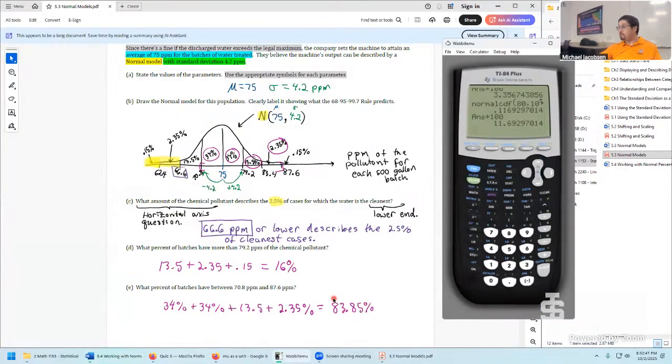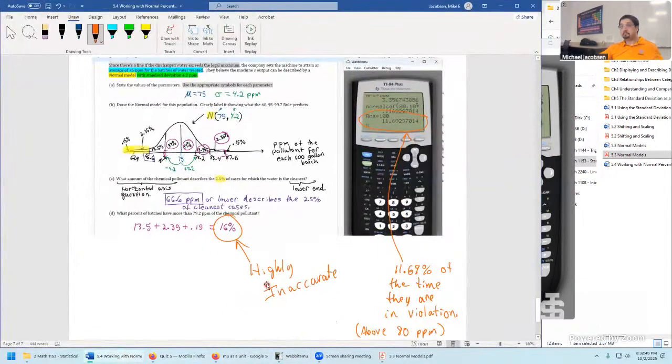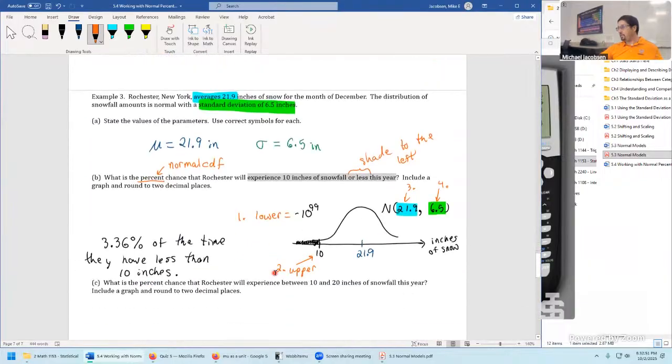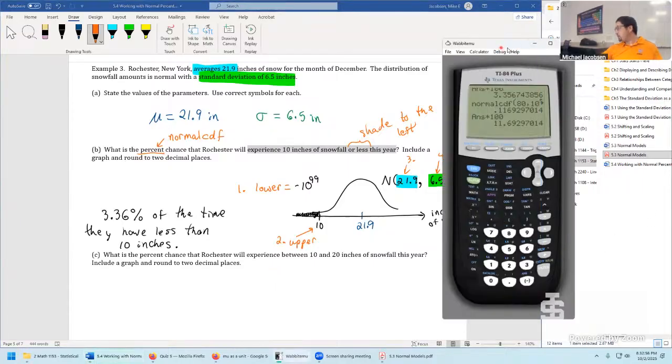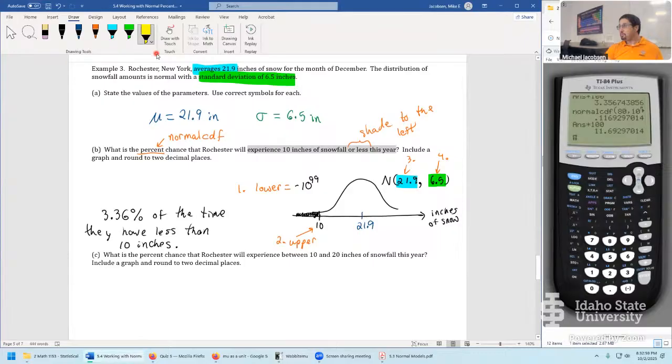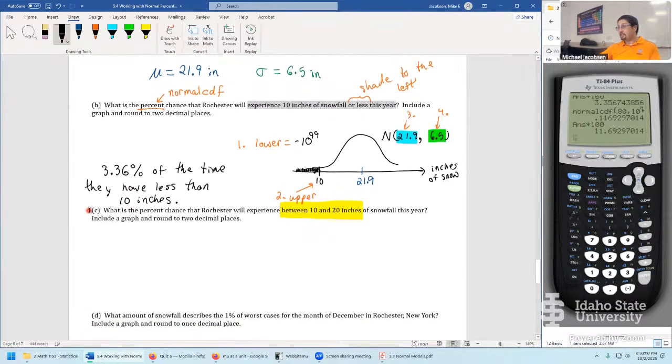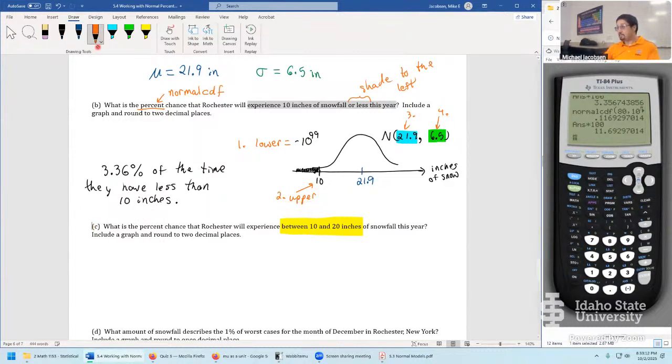Well, any other questions or comments so far? Forgot where it was. There we go. Okay, so let's try this out again on the next follow-up question. I know this one's a little bit new as well. Between 10 and 20 inches. We haven't done an in-between problem just yet. Like before, what percent means we're using the normal CDF once again.